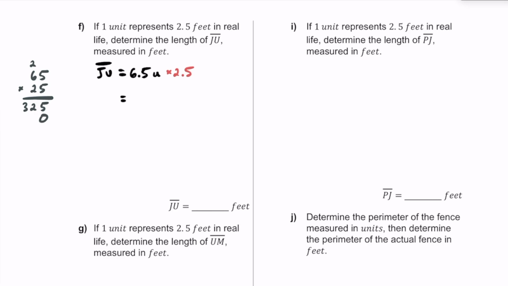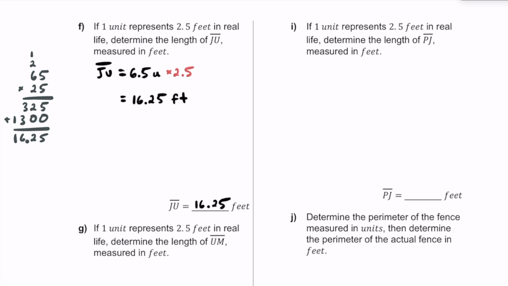We got a placeholder. We got 10, carry the 1. We got 12 plus 1 is going to be 13. If we go ahead and add here, we're looking at 5, 2, 6, 1. And I think we need to put 2 decimal places in because we made it 100 times too big there. So it looks like this is going to be 16.25, and that is going to be measured in feet. So that's how long JU is measured in actual feet.